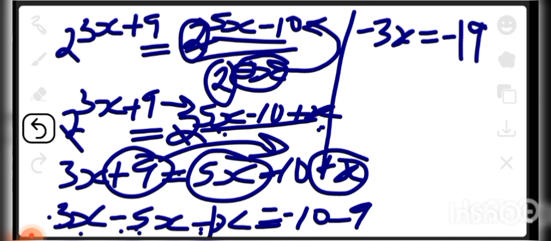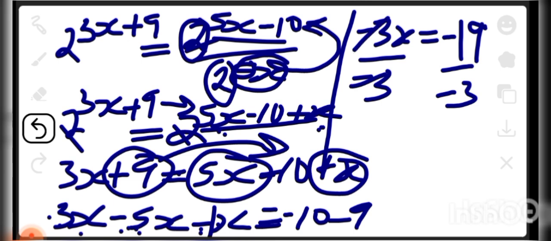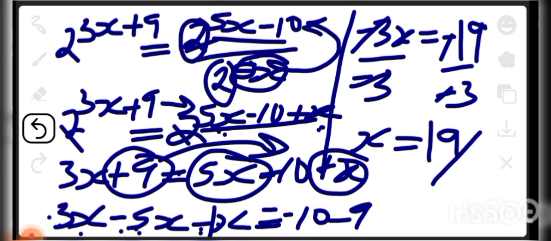Minus 19. So the next thing, divide that by minus 3. Divide the other side by minus 3 again. If you cancel this, s will now be equal to, if you cancel this, that is minus 9, that is 19 over 3.